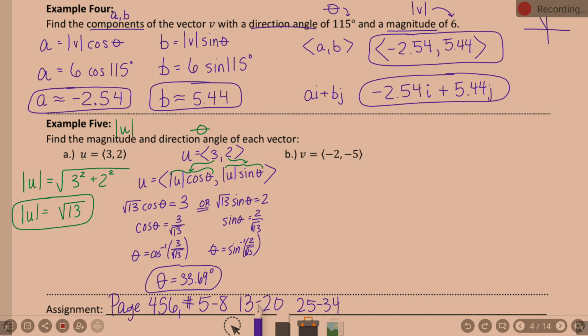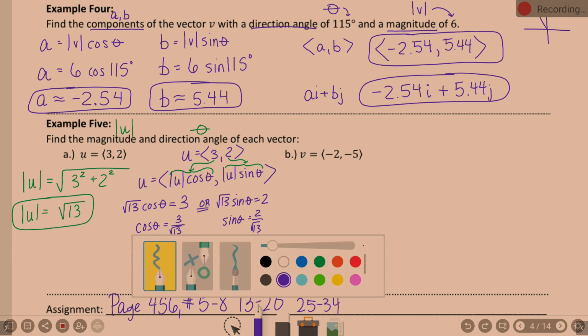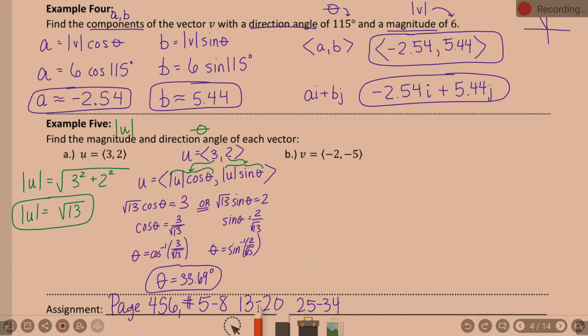Now, always stop and check. Does this answer make sense? As in, where is the vector 3, 2? Think just like an ordered pair, and where is that? The first quadrant, yes? Right 3, up 2. This is in quadrant 1. What kind of answer did we get? Positive, and in what quadrant? 33.69 degrees is in quadrant 1. So does it work? Yes.